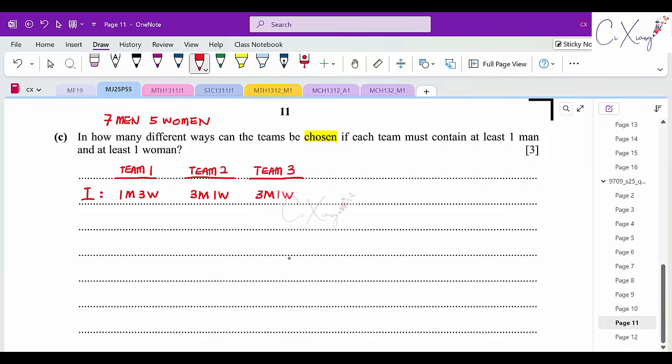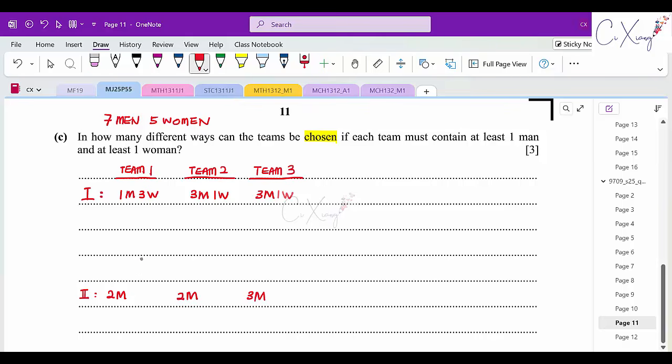Alright, then maybe we have some other cases. Let's think about it. How about if I set the first group with 2 men? Then what is the other possible number of men in team 2 and team 3? If I'm having 2, maybe for the second group I also fix it as 2 men, then the third group I fix it as 1 man. Oh sorry, 2 plus 2 is 4, right? Then the third group must be having 3 men, so that the total equals 7.